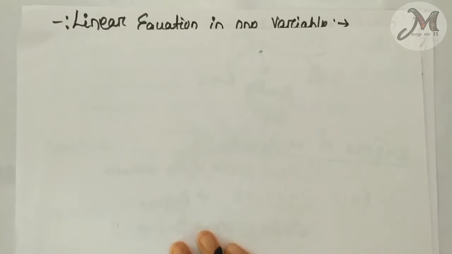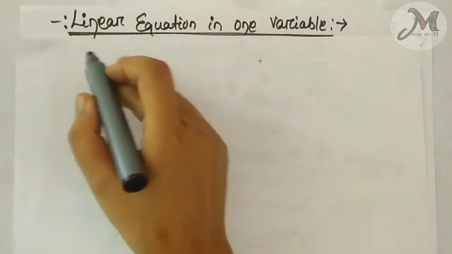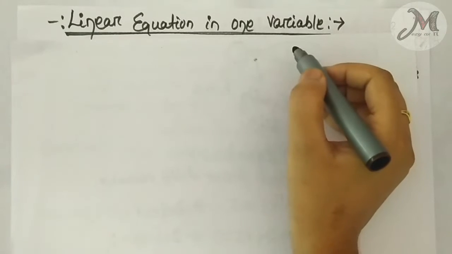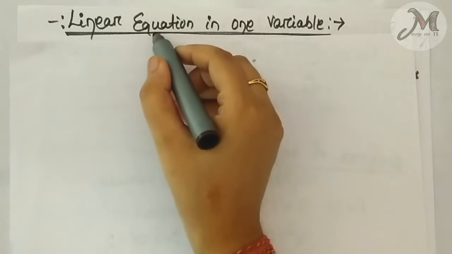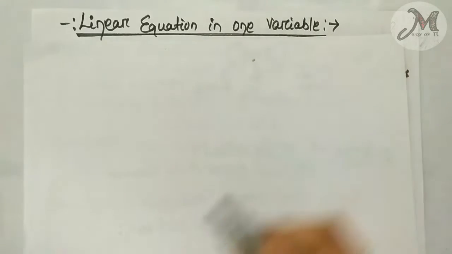So now we'll come towards the definition of this chapter, that is linear equation in one variable. We have two conditions here. The equation should be of degree 1 and it should have one variable. There are how many conditions? Two conditions.